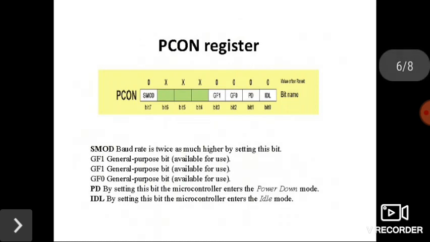The next one is PCON, the power control register. Its format is shown in the figure.